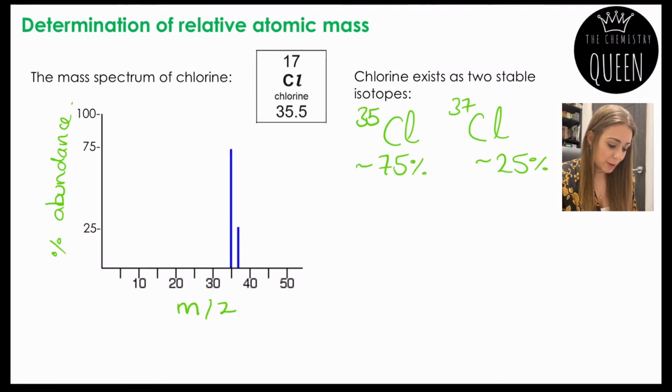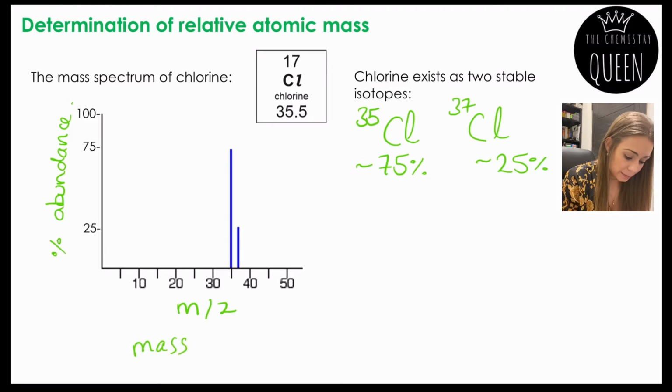So looking at the mass spectrum, we can see obviously on the x-axis we have percentage abundance, and percentage abundance basically means how much of that isotope is detected. And on the bottom we have m over z. Now what does that mean? That means mass over charge.